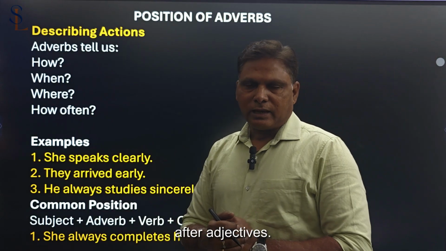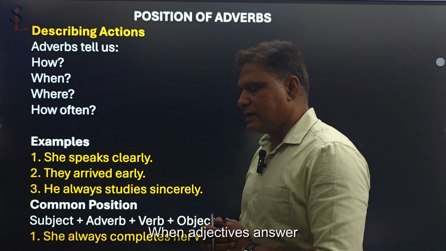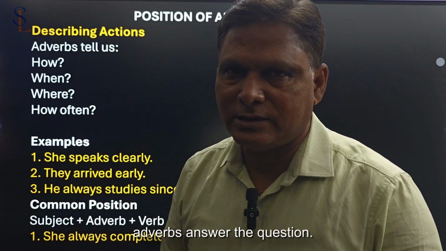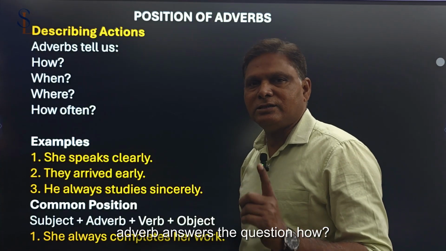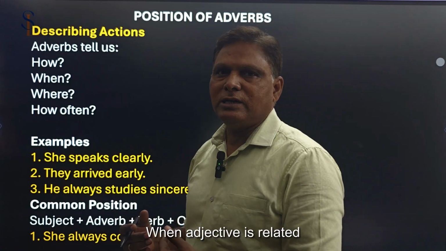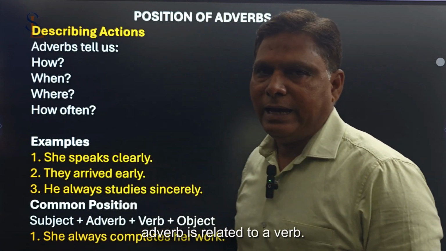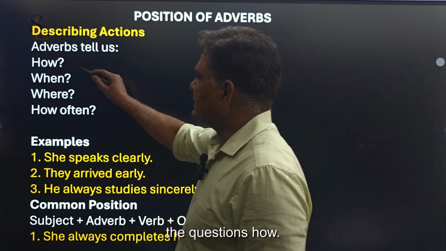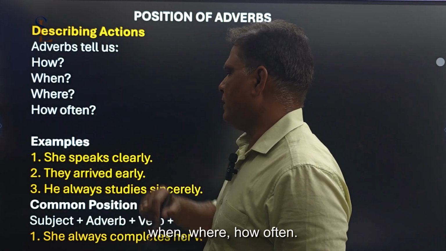After adjectives, let us have some idea about position of adverbs. When adjectives answer the question, what type of noun? Adverbs answer the question, how? Adverb answers the question, how? Related to verb. When adjective is related to a noun, adverb is related to a verb. And remember, it answers the questions how, when, where, how often.